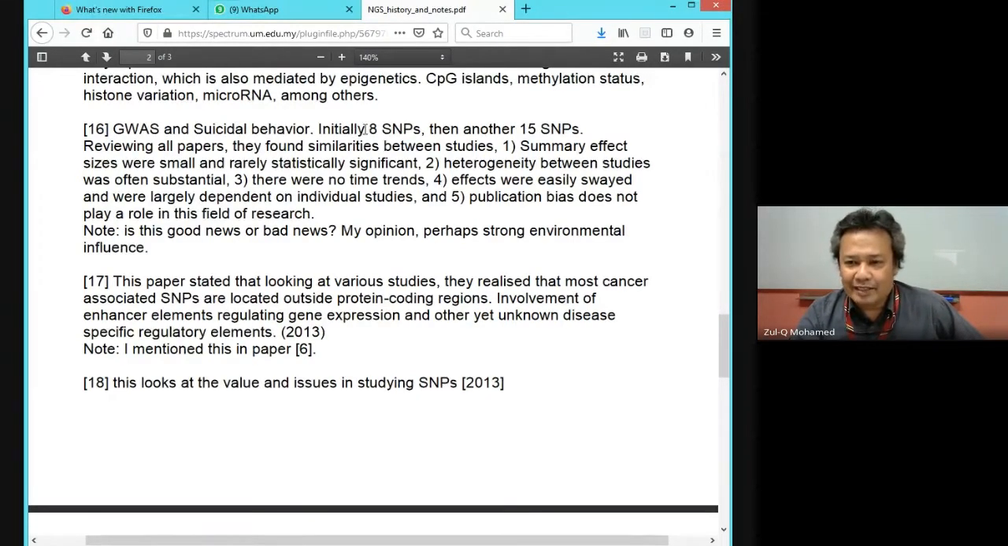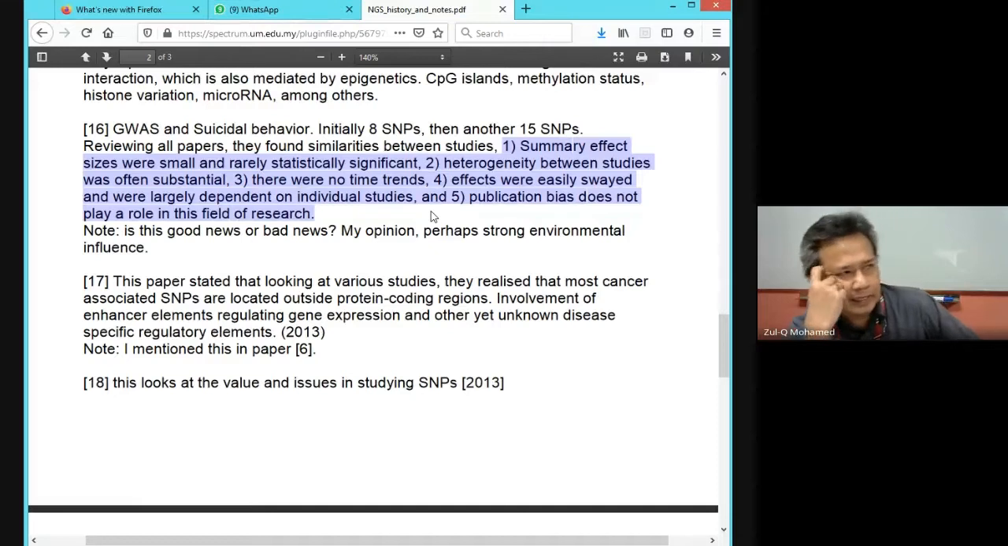Initially, they look at 8 SNPs, and then they find there are 15 SNPs. And then they review all papers that talk about suicide and found similarities between studies, and this is what they found. These are the conclusions. Summary effect sizes were small.